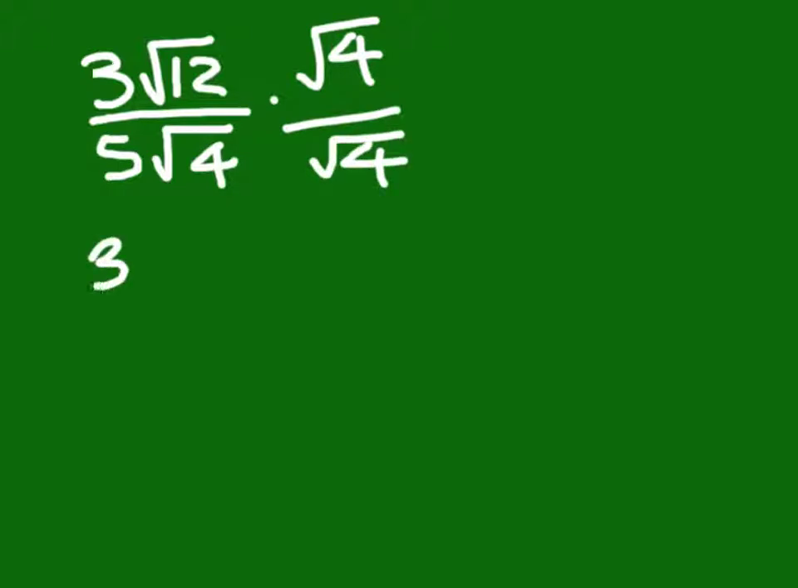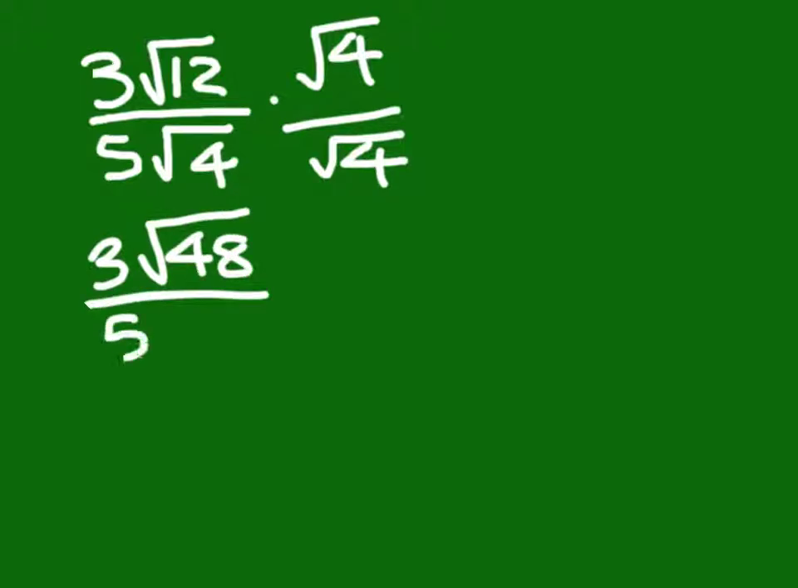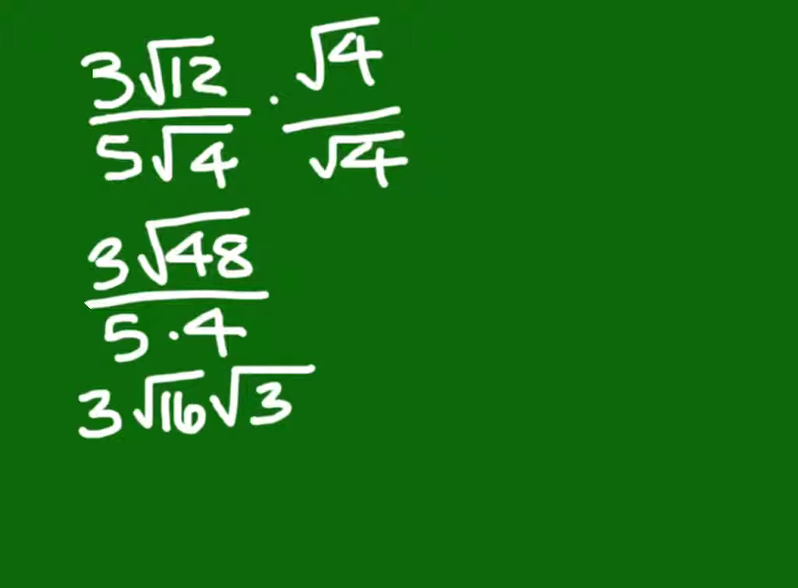So we have 3 radical 12 over 5 radical 4. So again, we start by multiplying by the square root of 4 over the square root of 4. So we have 3 times the square root of 48 all over 5 times the square root of 4 times the square root of 4 is 4. So we have 3 times the square root of 48 breaks into 16 times 3, all over 5 times 4 is 20.